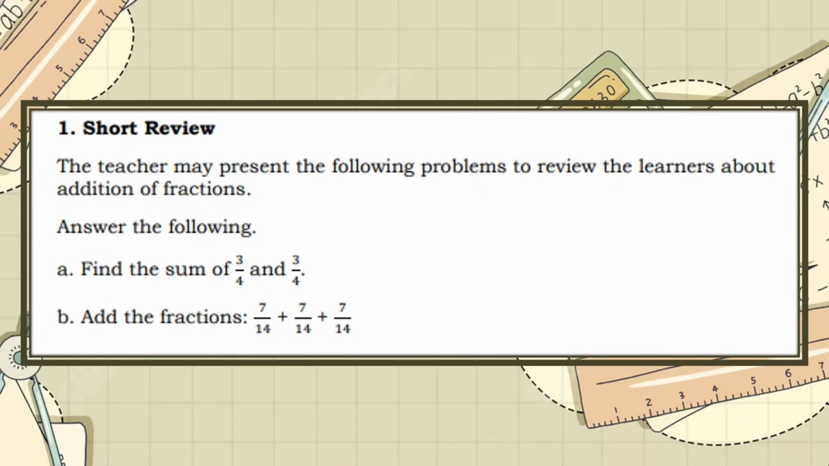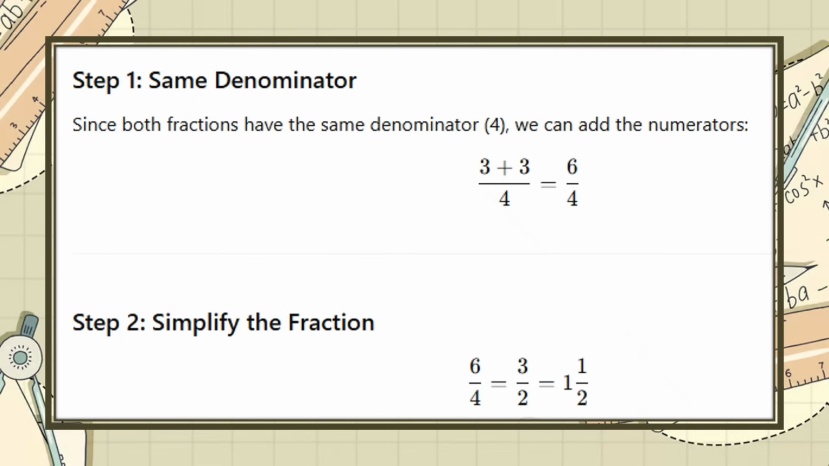Alright, so another review. I'm going to present the following problems to review the learners regarding addition of fractions. For letter A, find the sum of 3/4 and 3/4. And for letter B, add the fractions 7/14 plus 7/14 plus 7/14. So how do we solve these using the addition of fractions?